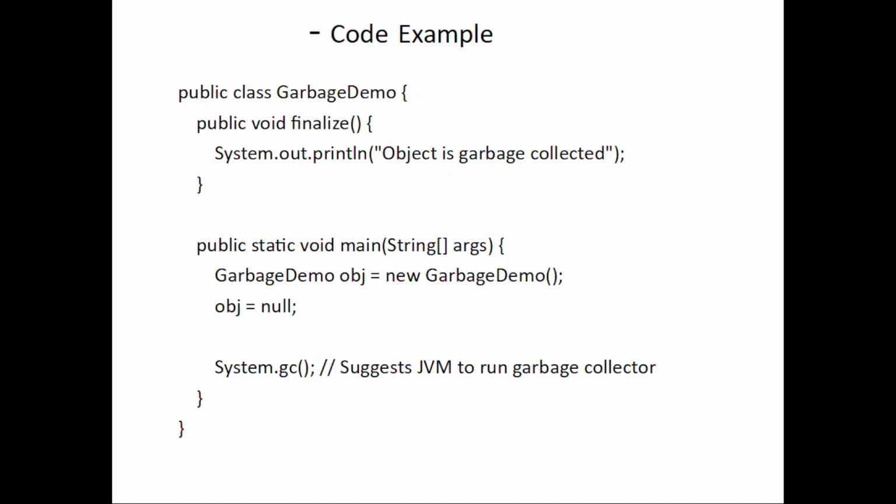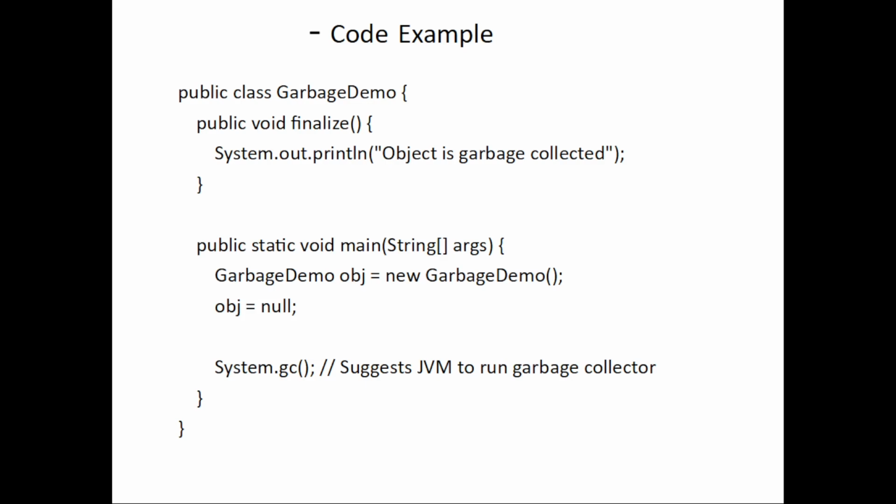We define a GarbageDemo class here with a finalize method, and inside the main method we are creating the object and then set it to null, which makes it eligible for garbage collection. And then we call System.gc. This tells the JVM that it might be a good time to clean up unused memory. It will call the finalize method on the object before deleting it, and that's when we see the output. And keep in mind that Java 9 and later versions discourage the use of the finalize method.